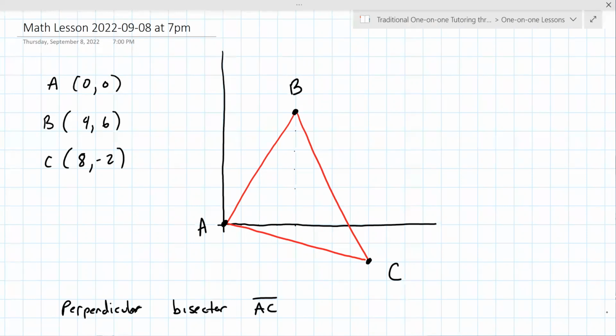Okay, so to draw the perpendicular bisector, we need 2 things. One, we need the midpoint of AC, and 2, we need the slope of AC.